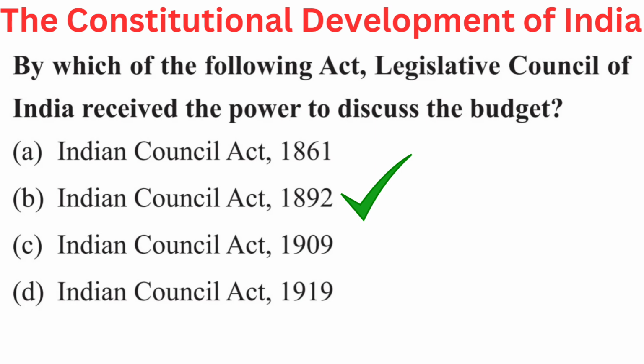Your question is, by which of the following acts did the Legislative Council of India receive the power to discuss the budget? Your options are A. Indian Council Act 1861, B. Indian Council Act 1892, C. Indian Council Act 1909, or D. Indian Council Act 1919. Right answer is B.